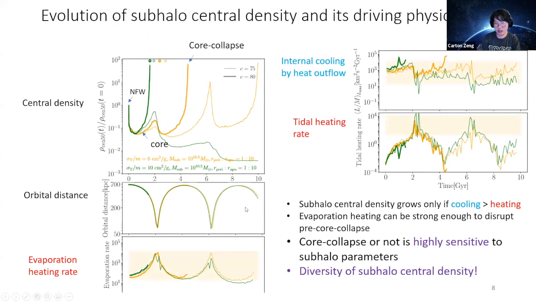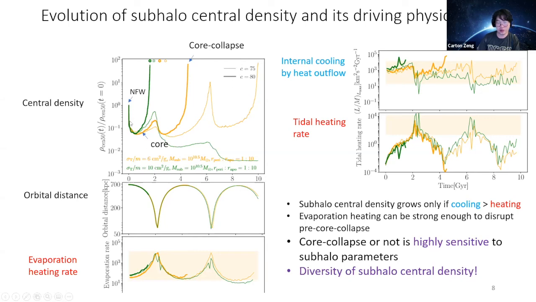So here we show our main result. The first panel being the central density as a function of time of the subhalo. So we have 4 subhalos here. The second panel being the orbital distance, so from apocenter to pericenter. And the 3 lower panels are the heating and cooling terms respectively. So if we focus on this thick green line first, there are 4 subhalos here with a combination of 2 cross sections of SIDM and 2 initial concentrations.